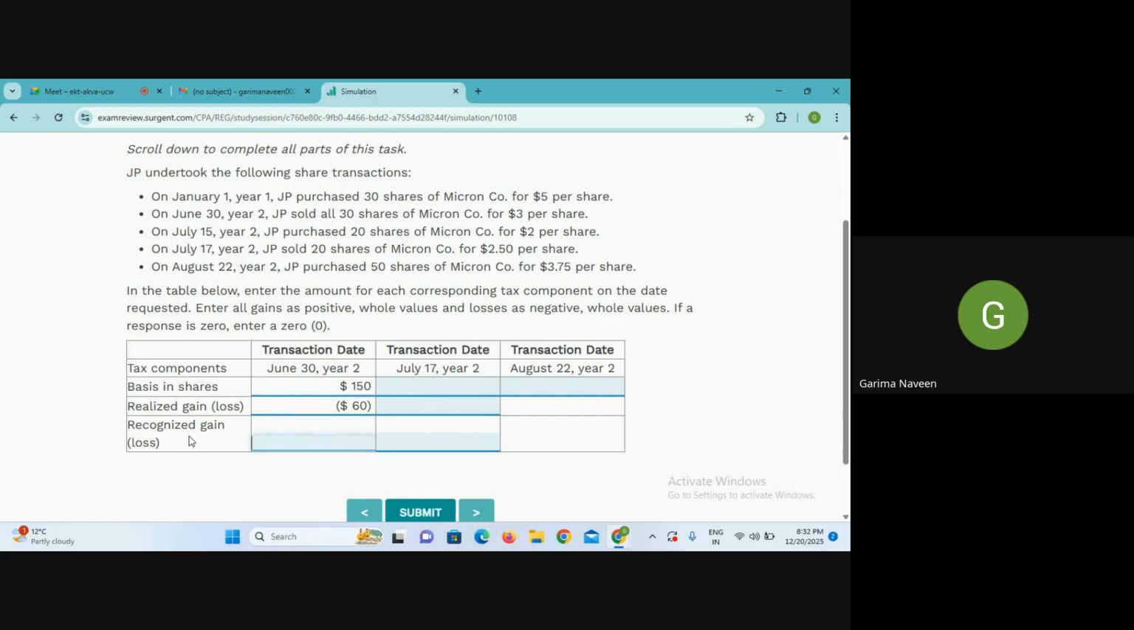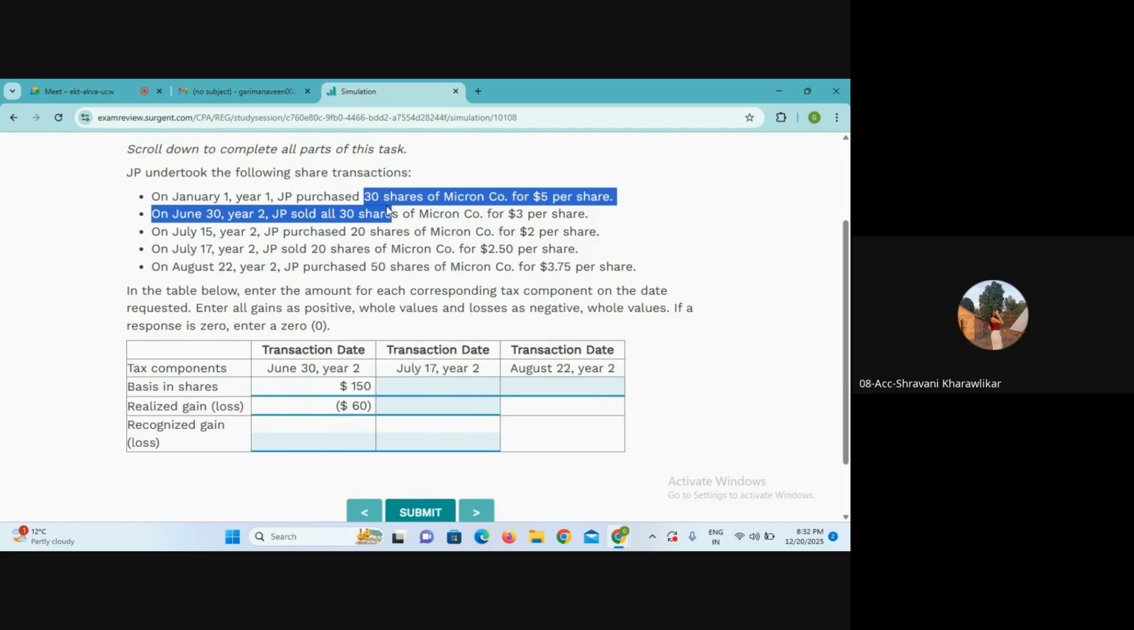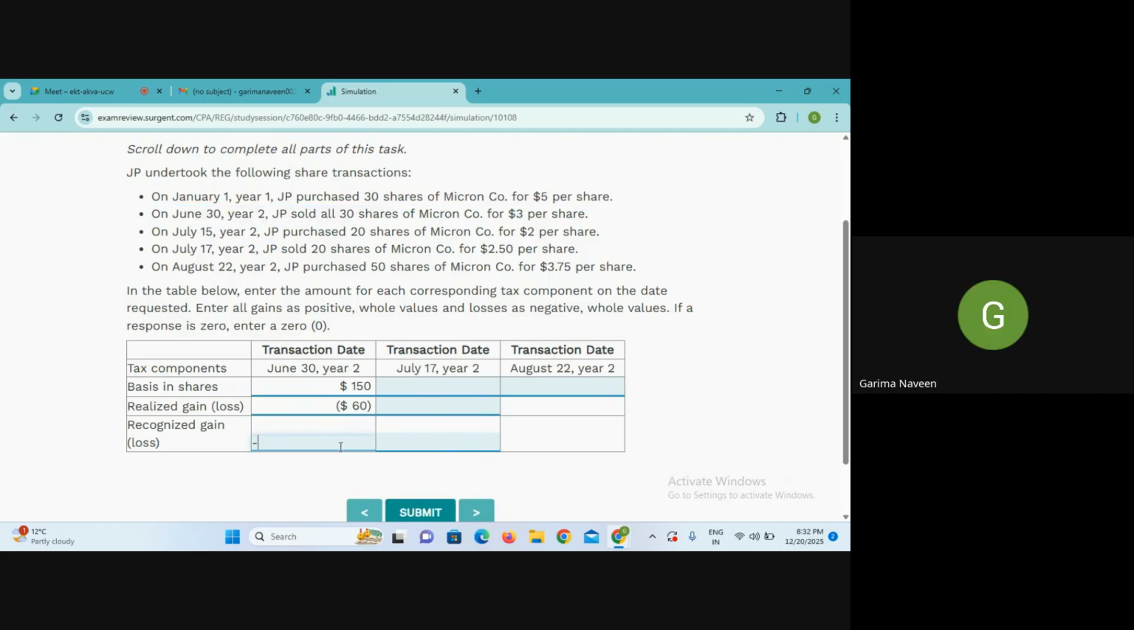So what do you think should be your realized gain and loss for these 30 shares? Then 30 into 2, $60. Yes. Okay, $60. Then the whole loss can be recognized. Next, on July 17, you are selling 20 shares for $2.50 per share.